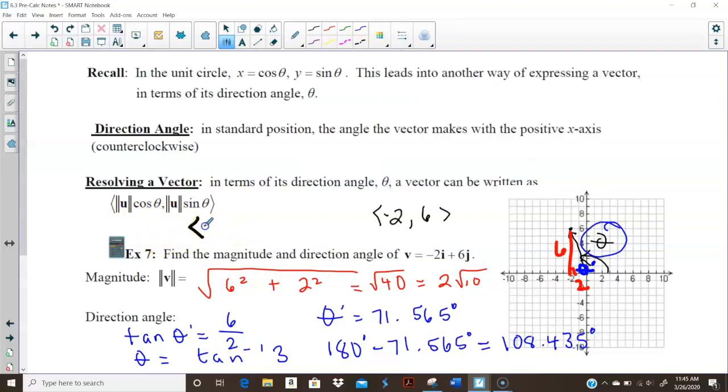So we're going to have 2 root 10, which is the magnitude of the vector. And then we've got the cosine of the angle, which is 108.435 degrees. That's the horizontal component now. And the vertical component is going to be 2 root 10 sine of 108.435.